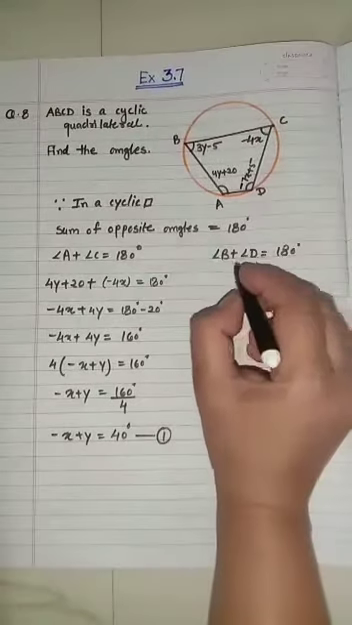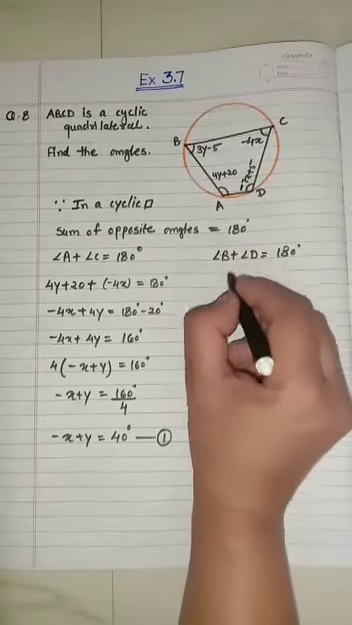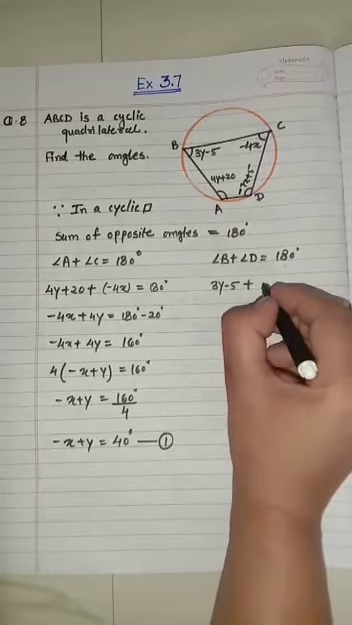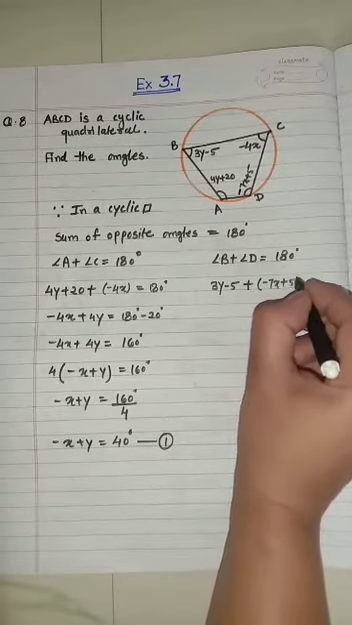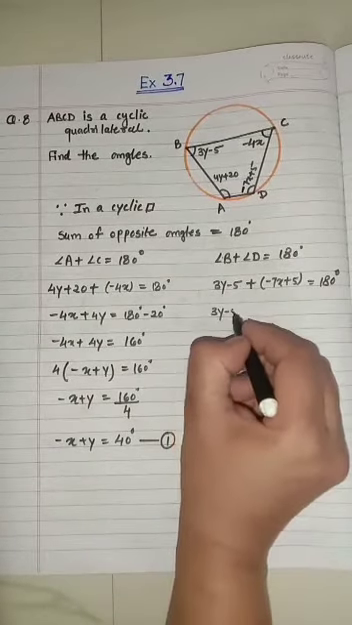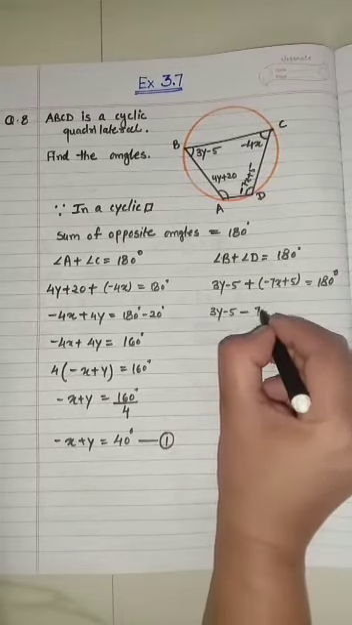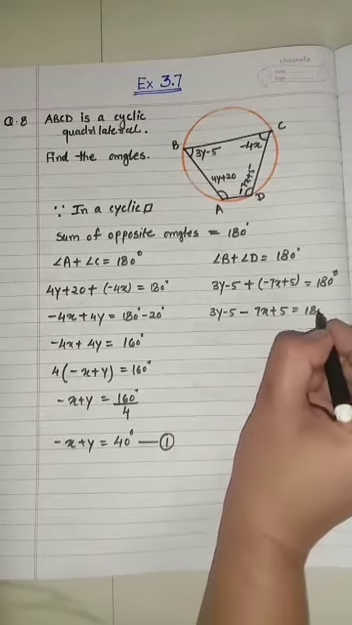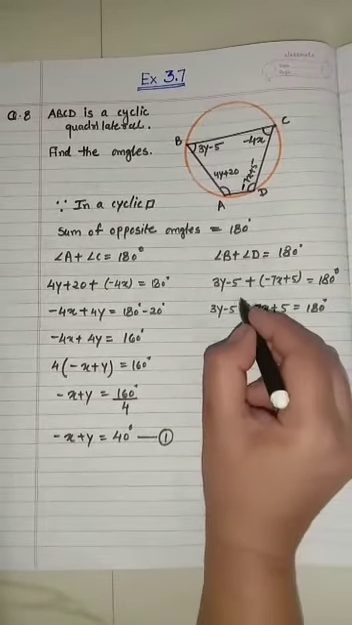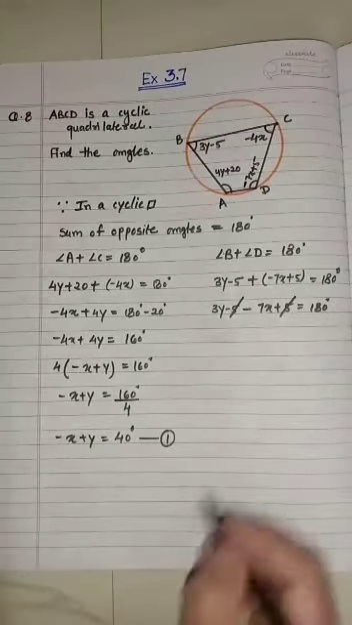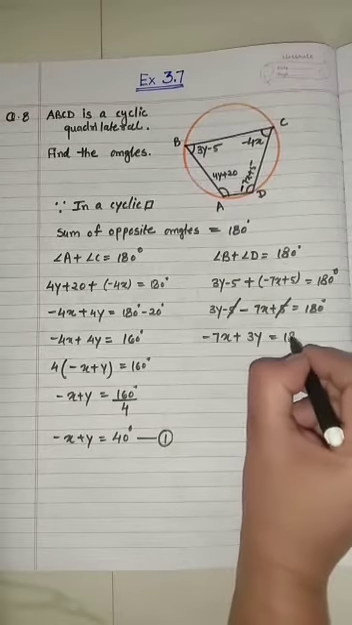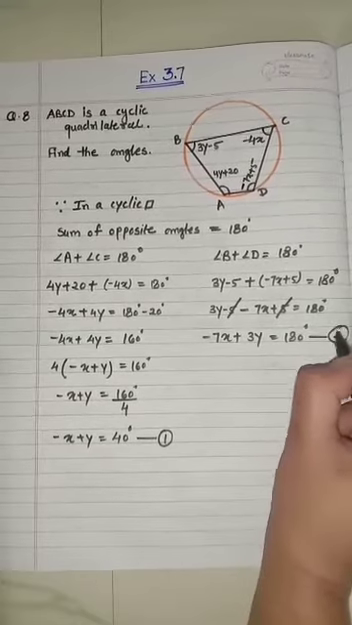Now simplify for B and D also. Angle B is here 3y minus 5 as given in the diagram, plus angle D is your minus 7x plus 5 equals to 180 degree. Simplify this: 3y minus 5 plus minus 7x plus 5 equal 180 degree. Student, again we will arrange this: minus 5 cancels with this plus 5. First we will write the x term, then the y term, equals to 180 degree. This one is your equation number 2.